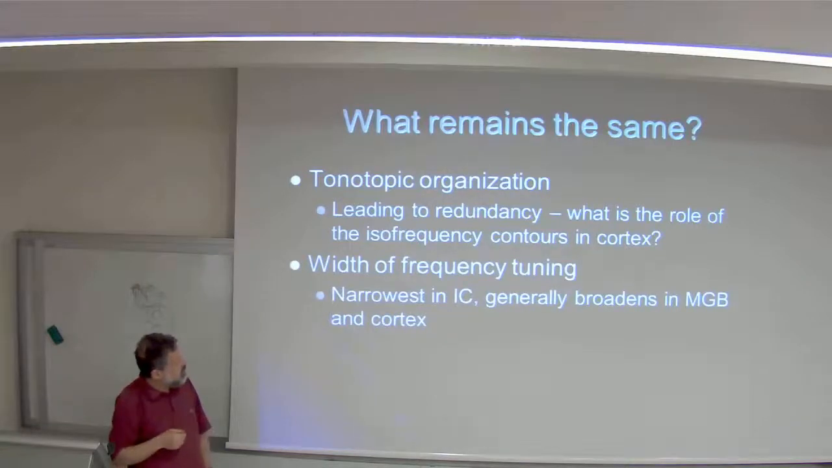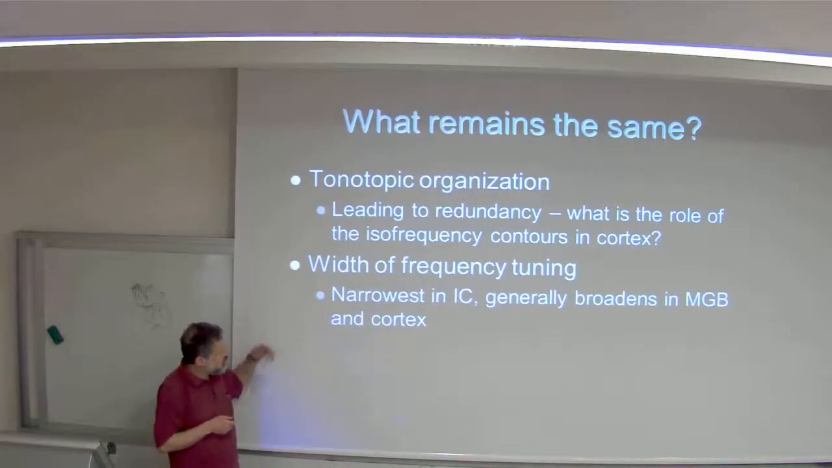So one question that was alive for many years and eventually died because it turned out to be not very interesting is what is the role of the isofrequency contours? Why do you need so much cortical territory to represent each frequency?